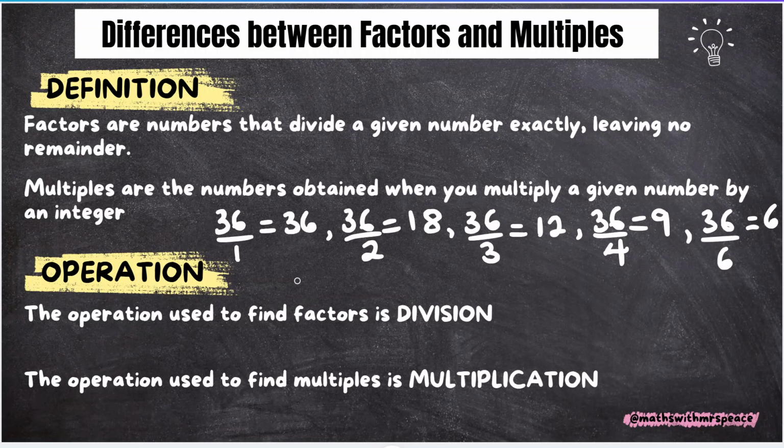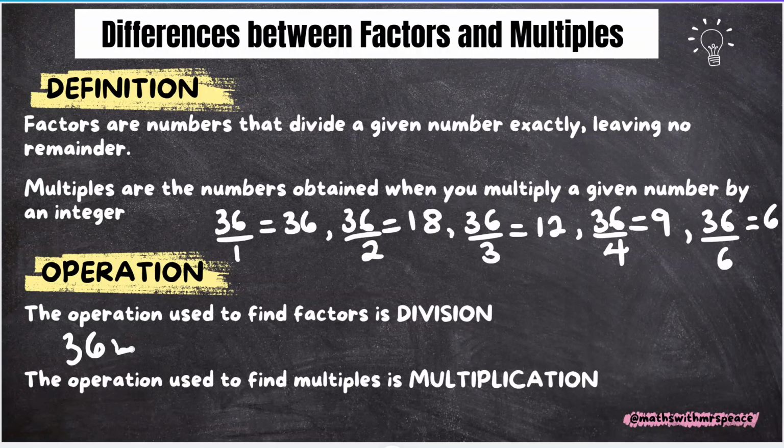So therefore, we can have the factors of 36 to be, I'm not going to continue because the other numbers that can divide 36, we already have them here as results. So I'm just going to continue because the next will be say 36 divided by 9 will give you 4. 36 divided by 12 will give you 3. 36 divided by 18 will give you 2. And of course, 36 divided by 36 will give you 1. So that's how we get factors of 36.